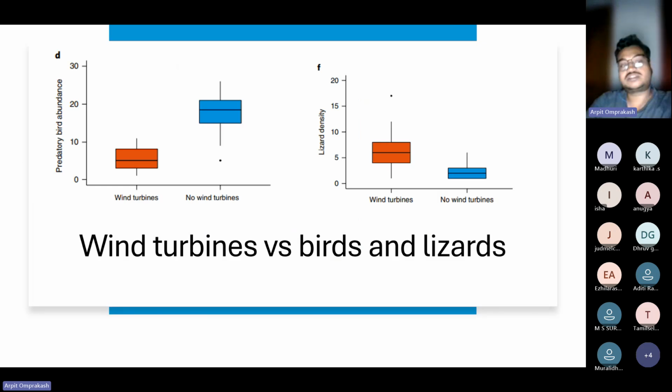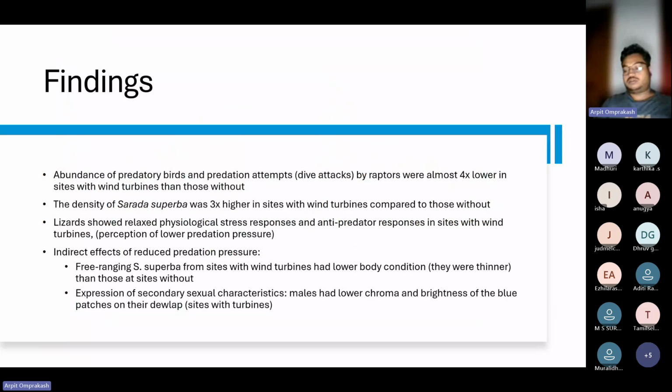So what they found out is that in the presence of wind turbines, the abundance of predatory birds decreases. Right. So if there are wind turbines, the number of predatory birds is decreasing. Whereas we see that if there are wind turbines, the number of lizards keeps on increasing. Right. So this is in line with their hypothesis. And that's why they were able to accept the hypothesis and say that, okay, wind farms do have an effect on lizards, and they positively affect the lizard populations. Right. So these are the findings.